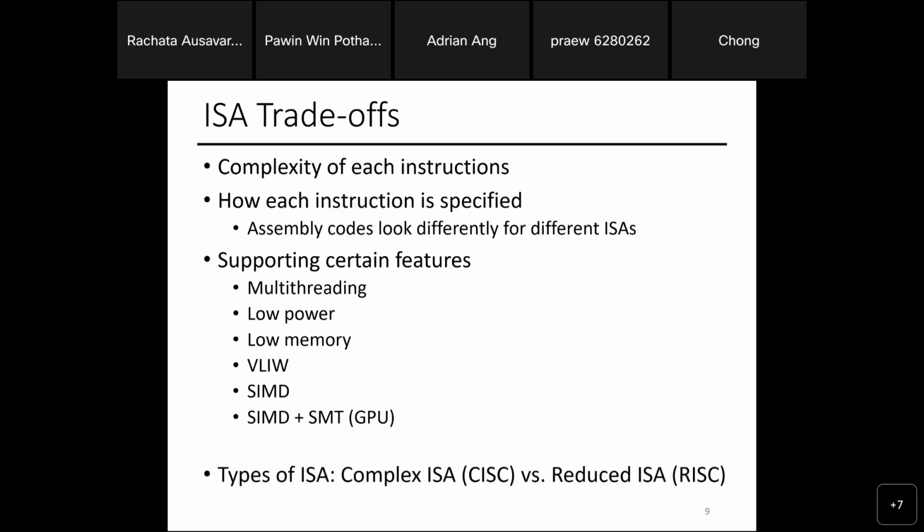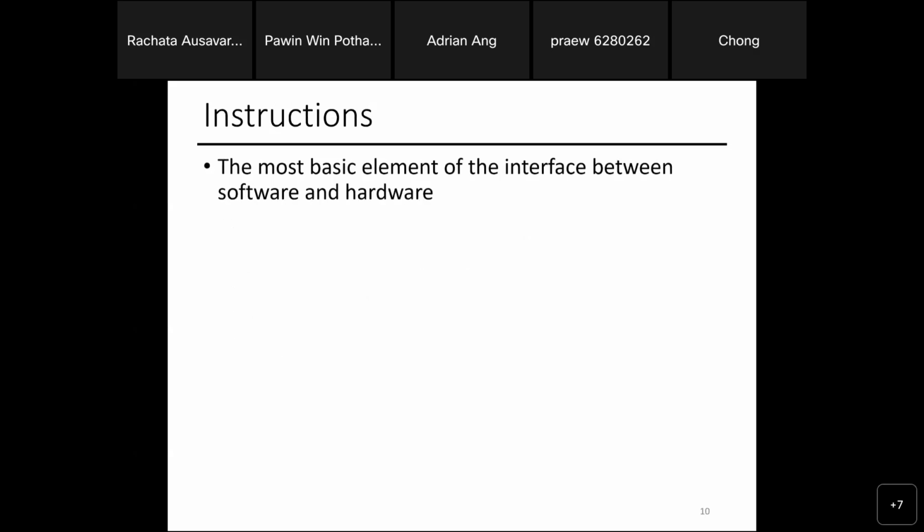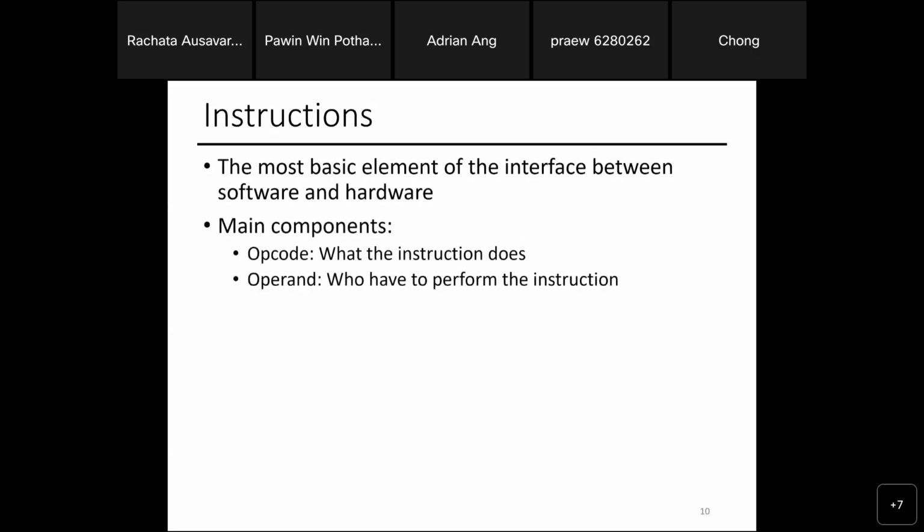So the type of ISA also includes things like the complex ISA versus the reduced ISA. We're going to have that toward the end of this lecture. Now let's look at what is CISC, what is RISC, and what are the trade-offs. Now, again, let's expand to the first thing inside the ISA, the instruction.